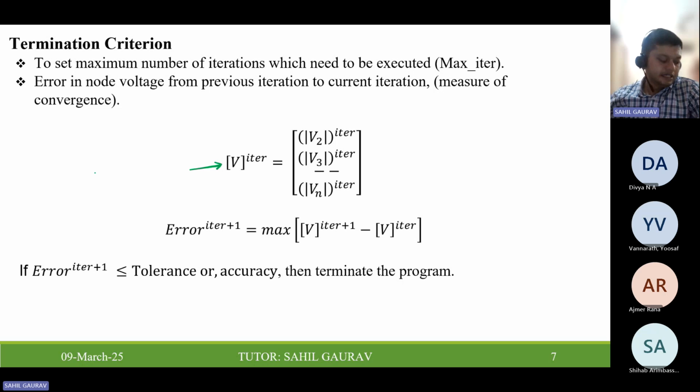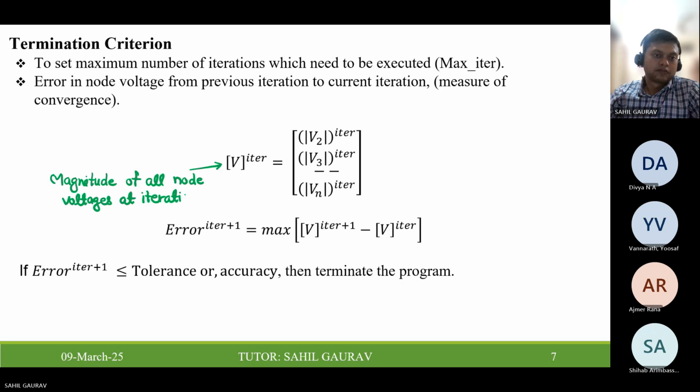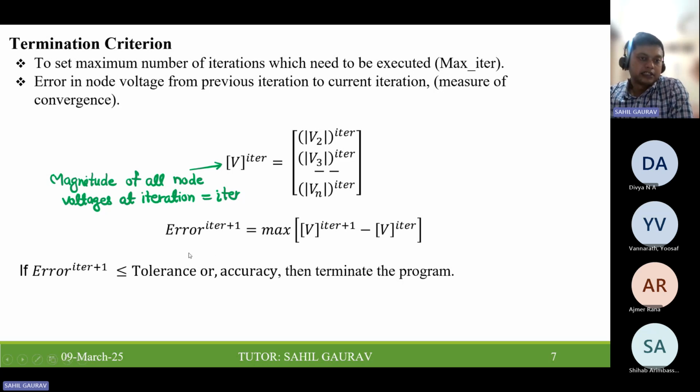So this V eta is the magnitude of all load node voltages at some iteration. At some iteration, we call it ITR. So let us assume that it is given as V2 ITR, V3 ITR, and Vn ITR. And going to the subsequent iteration, we call it ITR plus 1. And this error is the mismatch of node voltage from the previous iteration to the current iteration.